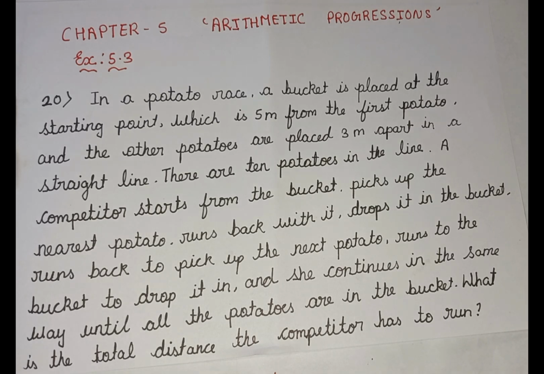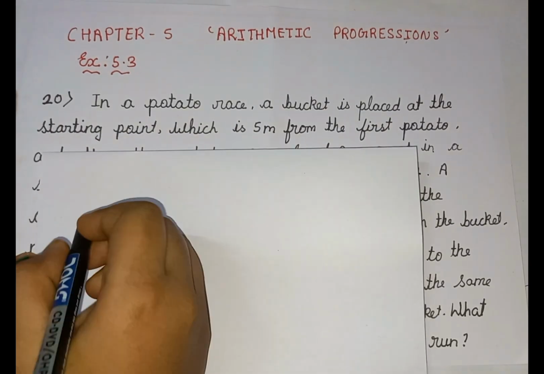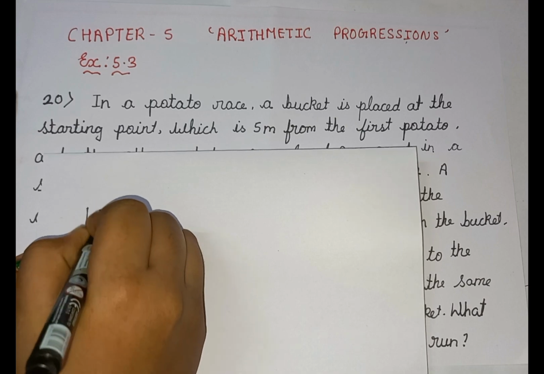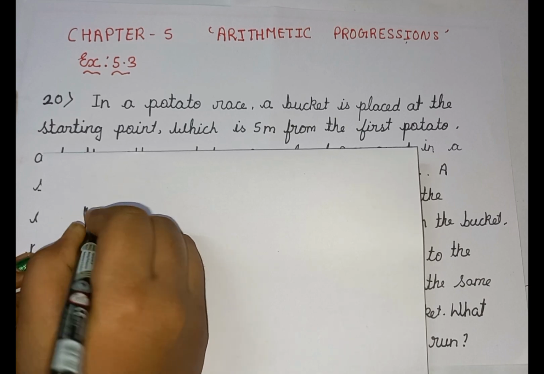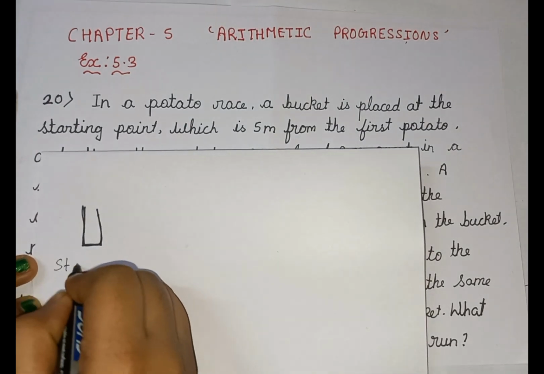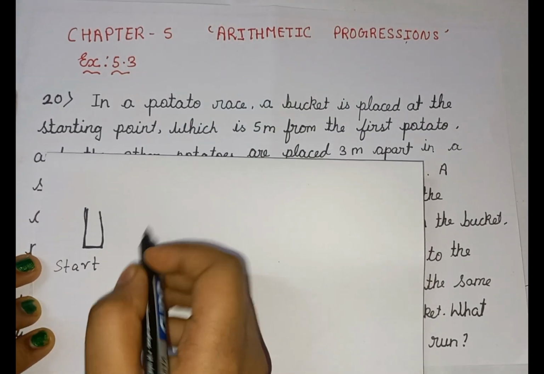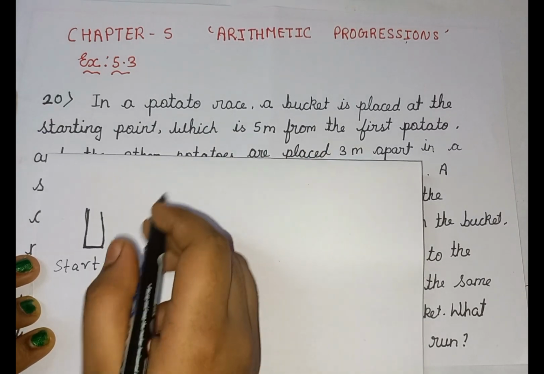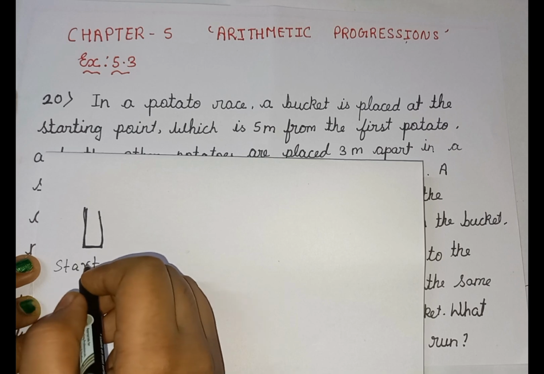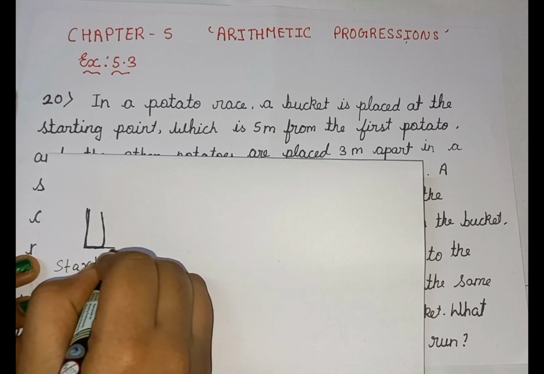So in this question they are playing a potato race. Of course everyone knows that. In a potato race there is a bucket, so I'll draw the bucket. This is the bucket. A bucket is placed at the starting point, so this is the starting point, which is 5 meters from the first potato. So this is 5 meters far from the first potato.